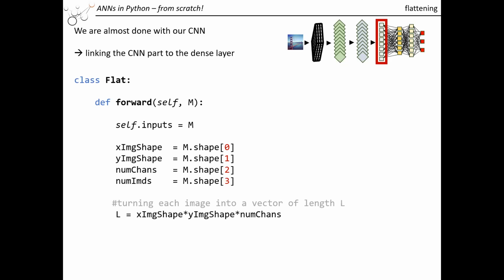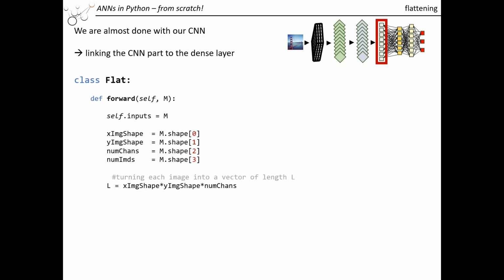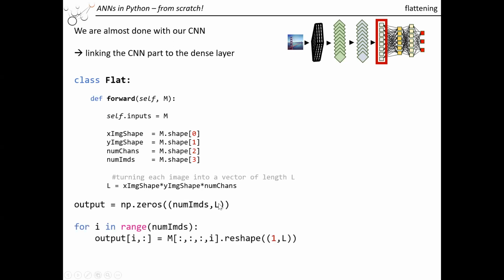And we also have to check this then. So that's the length of the vector. So we now want to pre-allocate the output matrix for that. So number of images times L. So every image is now a data point, and L is the number of features. And we want to make sure that we arrange this in a correct way.